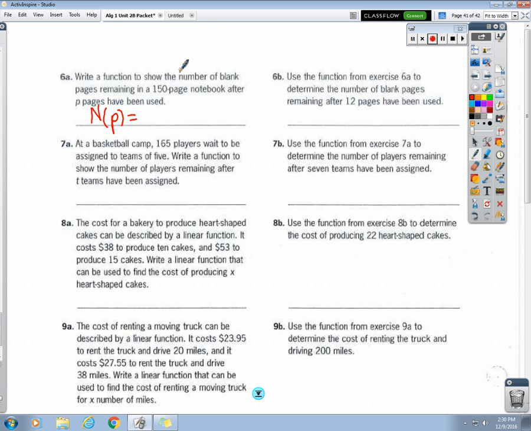Now, if you're having trouble thinking of how to write the function, read this. How would you determine the number of blank pages remaining after you've used 12 of them? If you start out with 150 pages and you use 12, don't you just do 150 minus 12 to figure out how many you have left? So isn't that 150 minus P? So N of 12 equals, there's the equals, 150 minus 12, so how many pages are left?